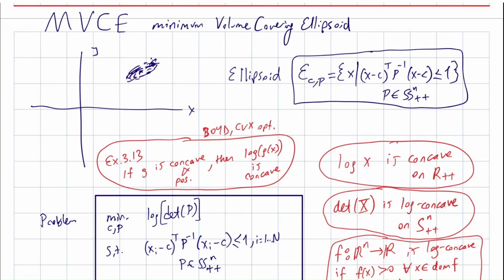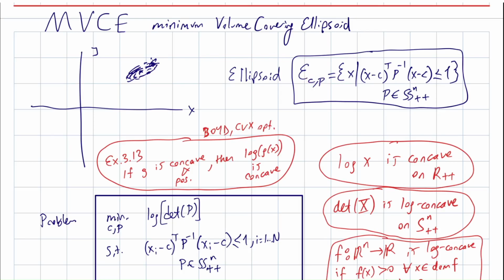What's up everybody, today we're going to talk about something called minimum volume covering ellipsoid, and they use MVCE to shorten it. Okay, first of all, this is the mathematical set definition of an ellipsoid. Here we can see the square root of epsilon, right? And we need two parameters to define an ellipsoid, C and P.